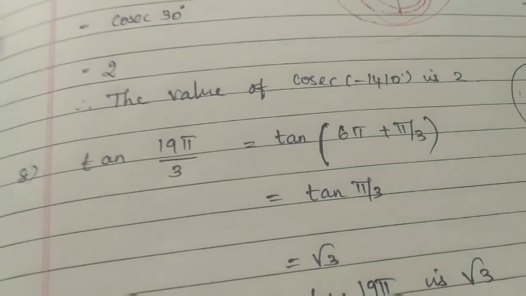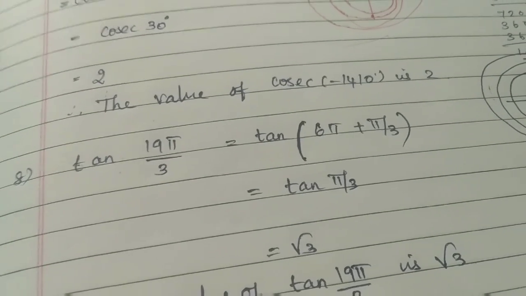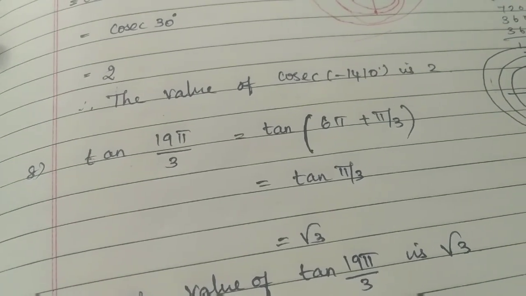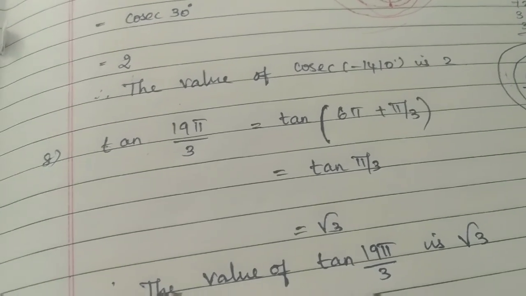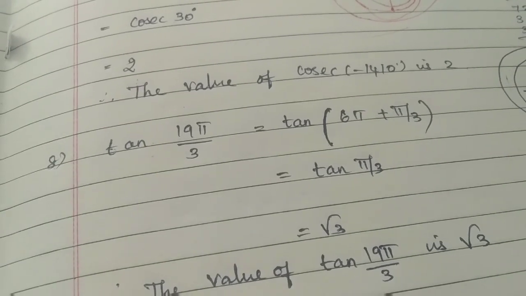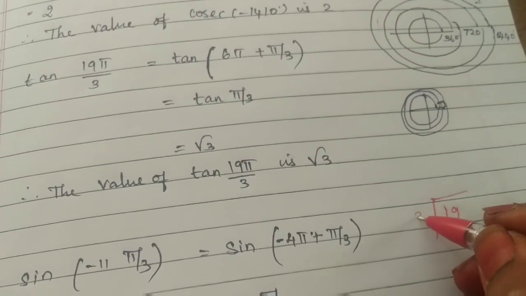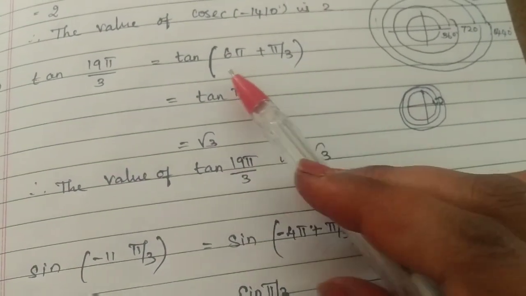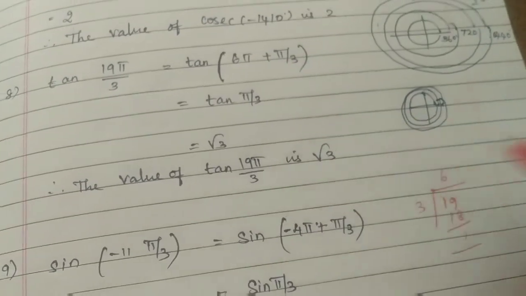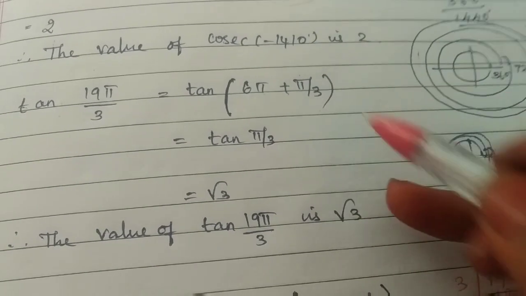The next question, tan 19 pi by 3. Now here you need to write according to the table. The value which is nearer to 19 is 18. Yes, 6 threes are 18. So you need to split according to that. Otherwise you can write like this, I am telling for your understanding. When you divide, you get 18, the remainder is 1. Therefore, you will be getting the quotient plus the remainder, so 6 pi plus pi by 3.